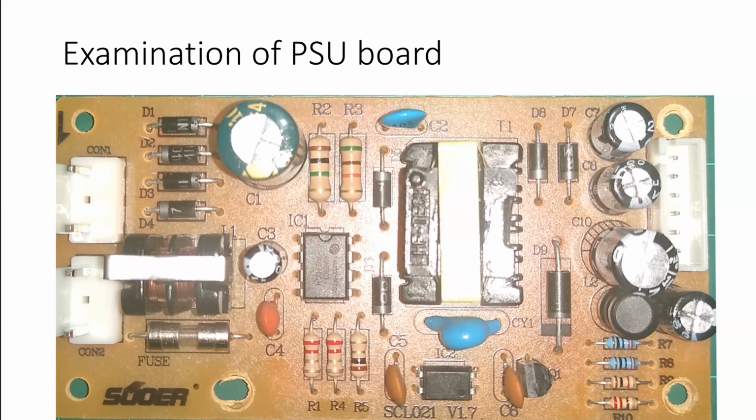And then we have a bridge rectifier, 4 diodes, D1 to D4. C1 is a great big smoothing capacitor. And then we have the chip plus 3 or 4 capacitors and resistors round about that. And then we have the isolation.